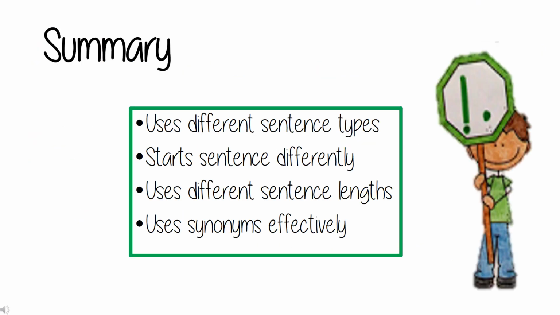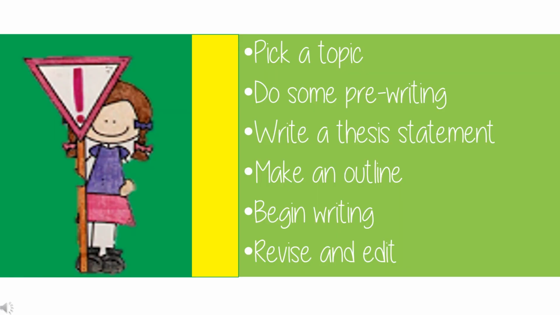So just to review, good writing uses different sentence types, starts sentences differently, uses different sentence lengths, and uses synonyms effectively. If you remember those four things, you should be able to create a better writing style. So whenever you write an essay, remember to follow these steps.